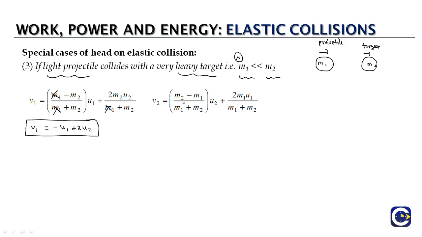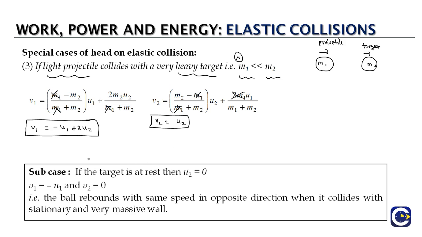Now the velocity of the target, which is a heavier one, where we neglect M1, so V2 will be equal to, the first term, M2 by M2 into U2, which is U2. In the second term, since we neglect M1, the numerator will be very small in comparison to the denominator, so the second term is almost negligible. So V2 is equal to U2, which is reciprocal to what we already saw before: the target would get undisturbed and continue to move with its initial velocity.